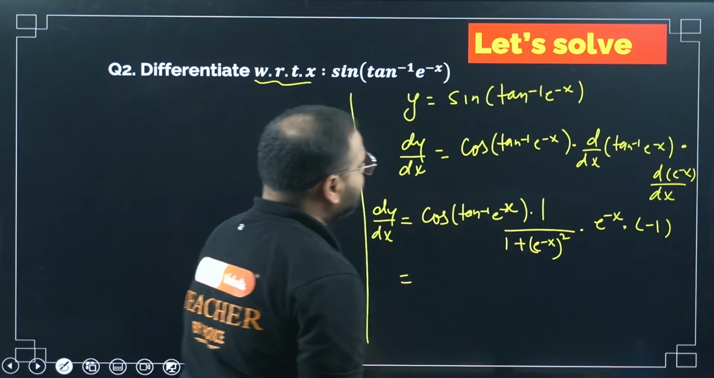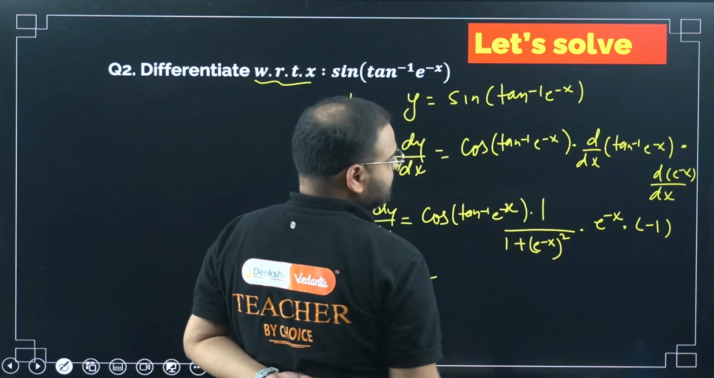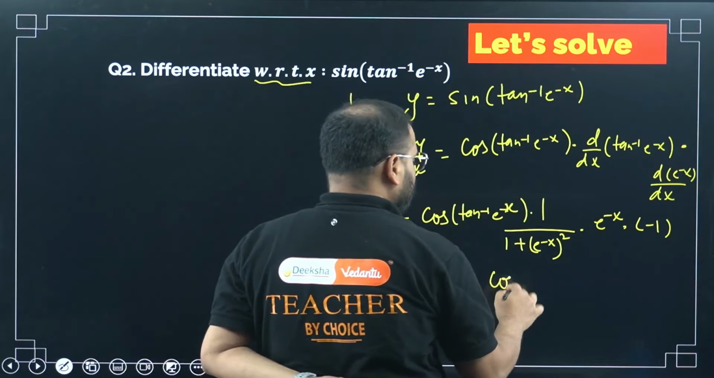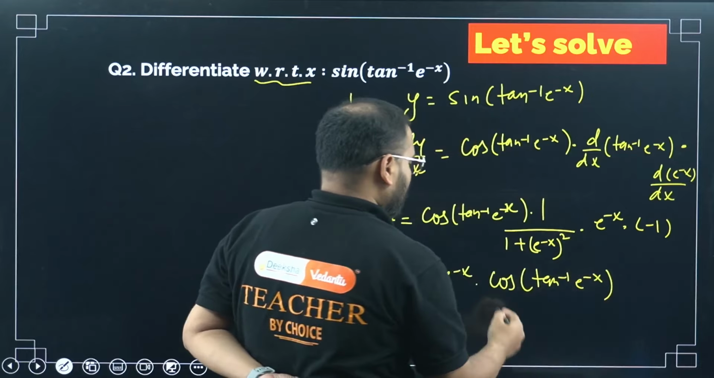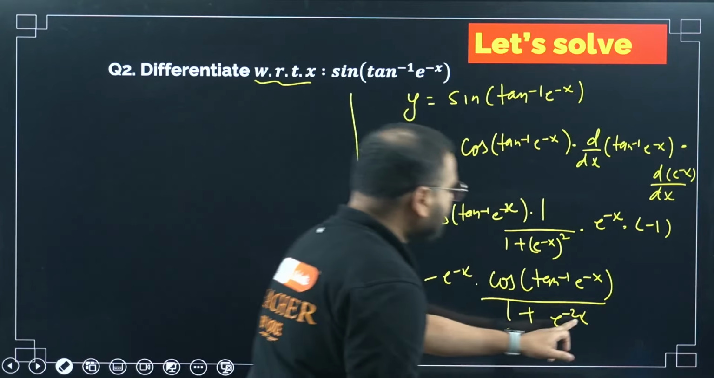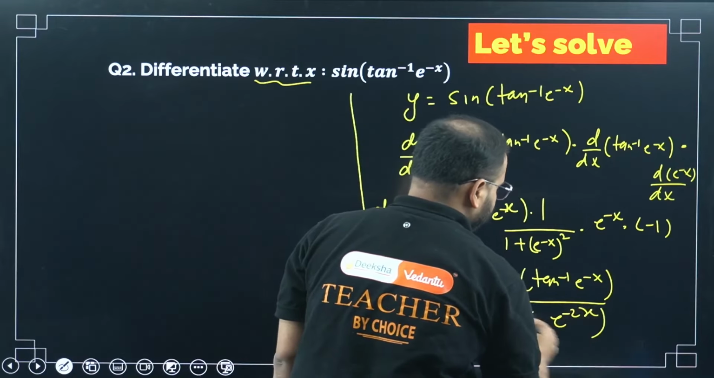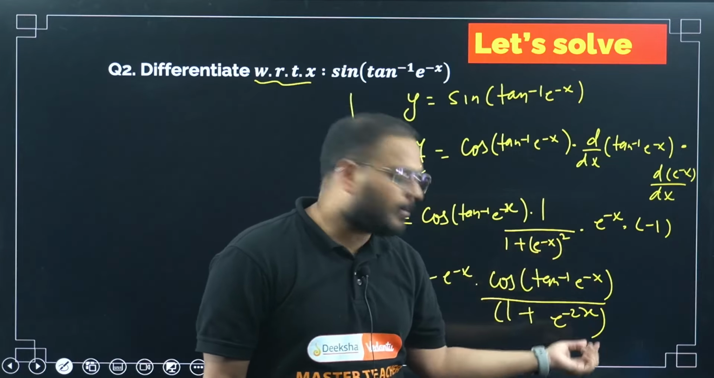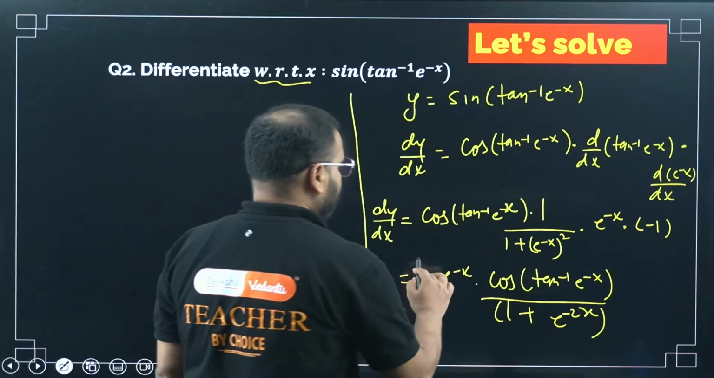Cos of tan inverse of e power minus x will be written as it is. So if I take the minus sign out, I can write it as minus e power minus x. And then I'll write the cos part: cos tan inverse of e power minus x upon 1 plus e power minus 2x. Please don't ask how it is e power minus 2x. We are using the exponential functions power rule, right? This 2 will come inside. 2 will multiply with minus x, and will become minus 2x. This is the final answer, bacha.